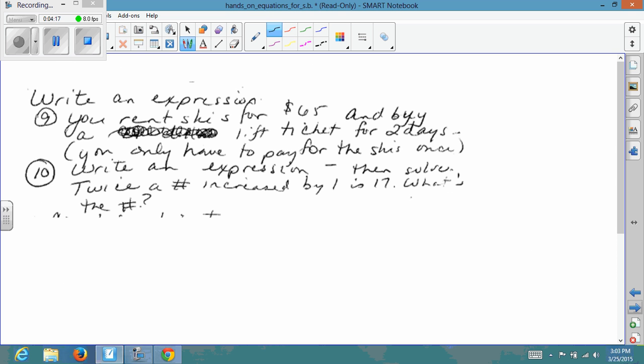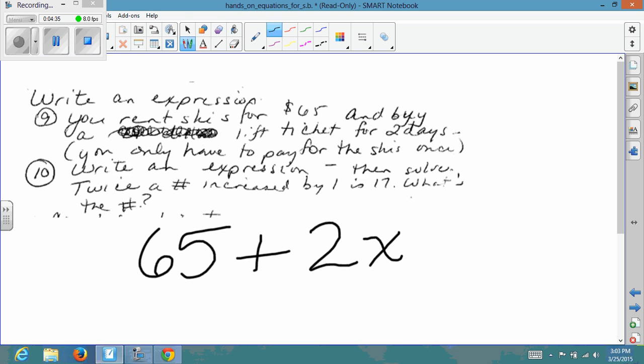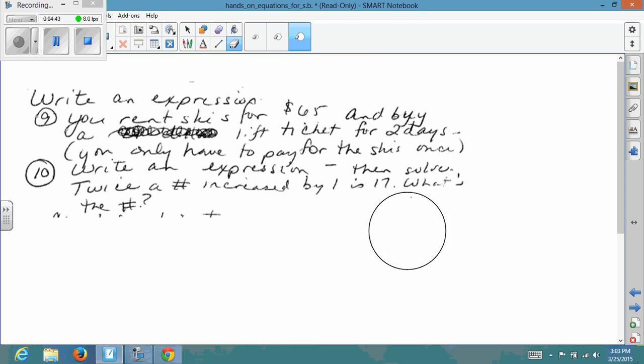Okay, next part says write an expression. So you rent skis for $65 and you buy a lift ticket for 2 days. You only have to pay for the skis once. So you're just going to write an expression. So $65, that's what you have to pay, plus you're going skiing for 2 days, so it's 2x. And then however much the lift ticket costs, that's what you'd substitute in for the x. Okay, so that one's done for you. Number 9 is done.